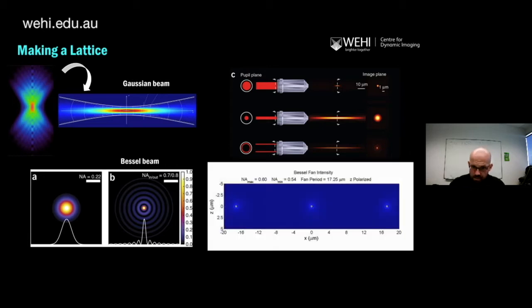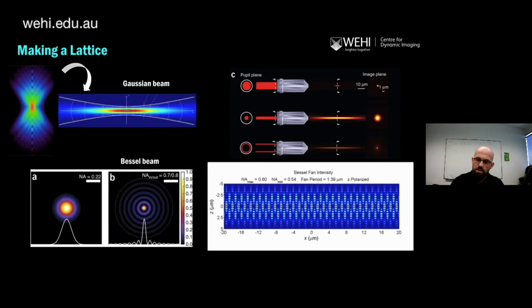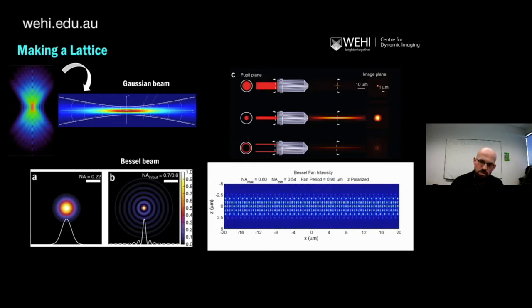So what Betzig and his team, again, as physicists do, is they did some simulations and brought some Bessel beams closer and closer together. And as these Bessel beams constructively and destructively interfere with one another, they eventually reach a point of tight constriction, which we call a lattice light sheet.